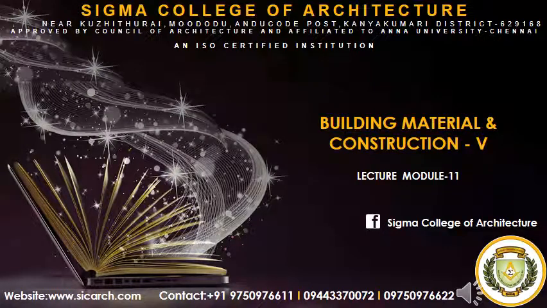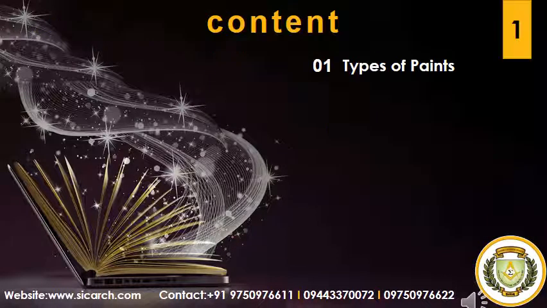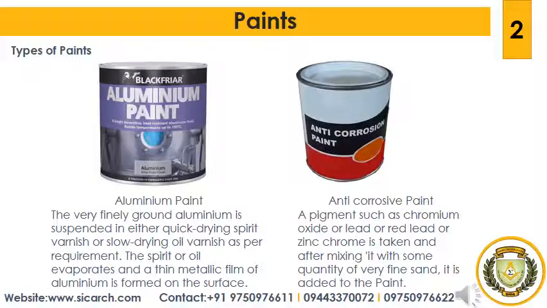Welcome to this online session of Building Materials and Construction 5. Today we'll be seeing about Unit 3 named Finishes. So in this session we'll be seeing about paints, and in that we'll be seeing about the types of paints. So we will start with the types of paints and we will start in alphabetical order. So we'll start with aluminium paint.